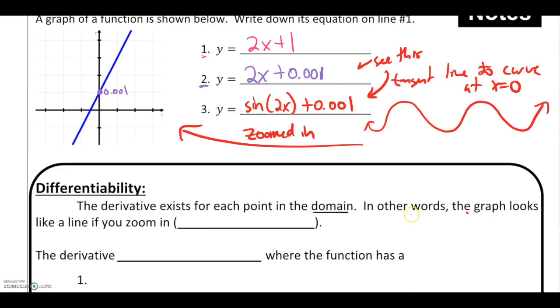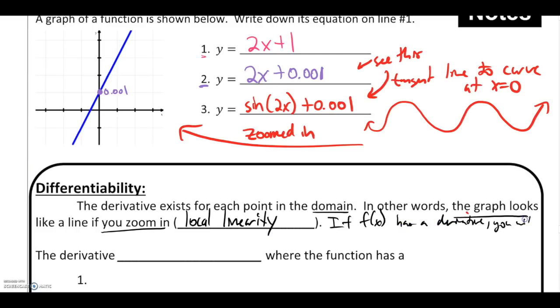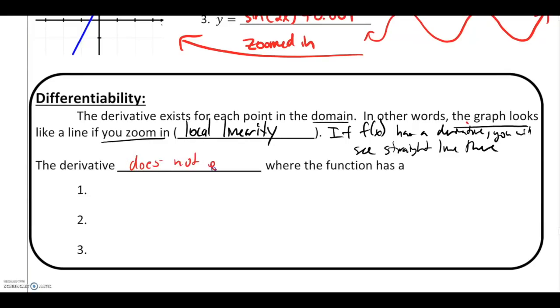And what we just saw in our example is when you zoom in, the graph looks like a nice straight line, what we call local linearity. If a function has a derivative, you will see a straight line at that point. Granted, you may have to zoom in pretty far like we saw in our example, but that is what we should be seeing for any function where the derivative exists. And what that allows us to talk about are places where the derivative does not exist, or what we're going to say is where it's not differentiable.